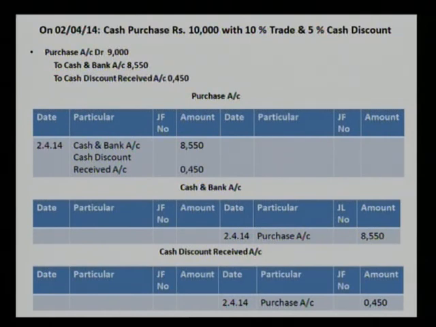Now we have to post the credit part of the journal, but in two separate accounts. First one, we have to credit the cash and bank account, but again in the particular column, we have to mention the name of the counter account. In this example, it will be the purchases account. And finally, the third part of the entry, again we have to credit the cash discount received account, and again in the particular column, we have to mention the name of the counter account, but with the separate figures. For the cash account, we have to credit 8550, and in the cash discount received account, we have to credit 450 rupees.